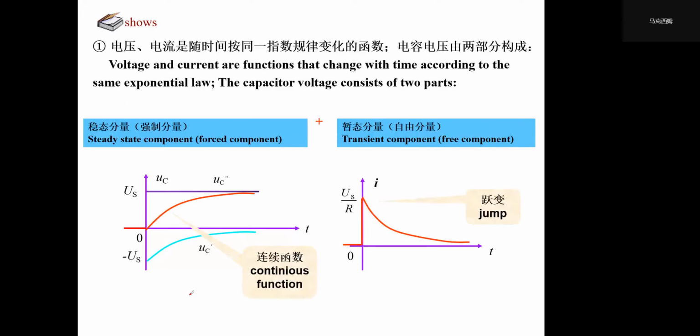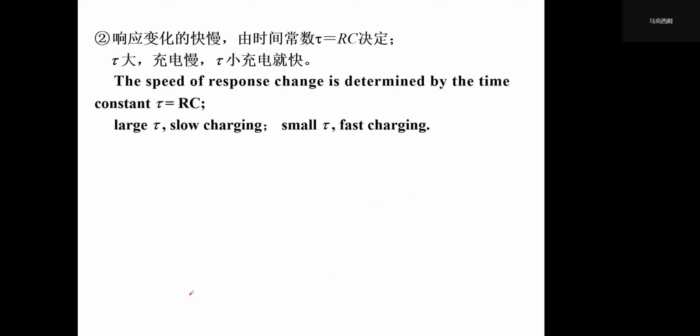The general solution of this differential equation is the free response, so it is influenced by the structure of the circuit. And we know that the speed of the response is determined by the time constant. And we have two different sets of tau.